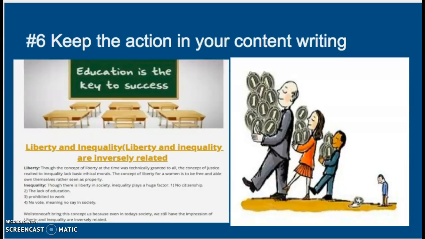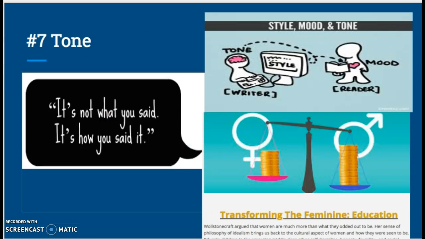Number 6 is keep the action in your content writing. It's best to create a web page in which the content of your writing is joyful or keeps a constructive tone throughout your web page. It's never good to be in different moods in different parts of a web page. It's best to have a smooth and thorough web page.